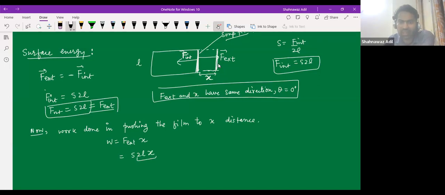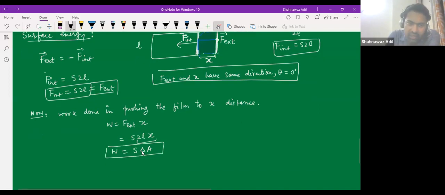What is this 2L into x? What is this thing? This is the increase in this area, right? So this is the increase in this area. Is this clear, guys? Yes, sir. Okay, so this would be S into delta A. This is the point.